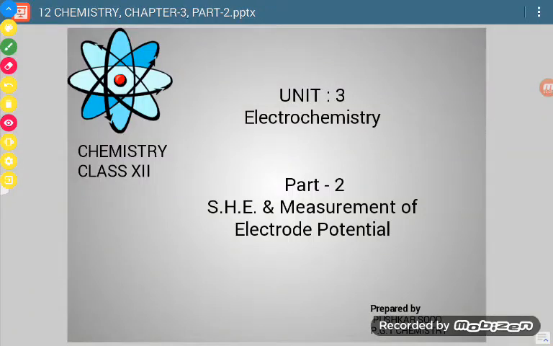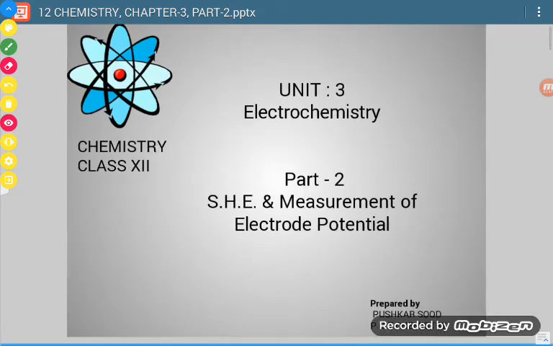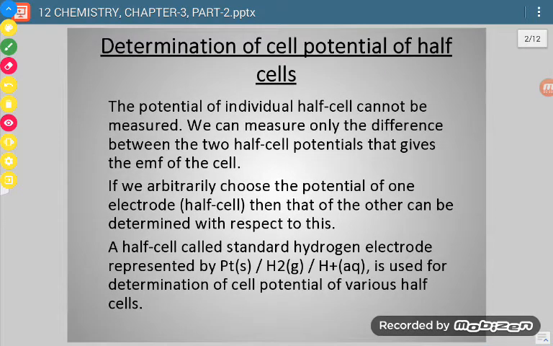Good morning, students. So today we are going to discuss the standard hydrogen electrode, its construction and its functioning, and how it can be used for measurement of the electrode potential of other half cells. So first of all, how to determine the cell potential of a half cell?